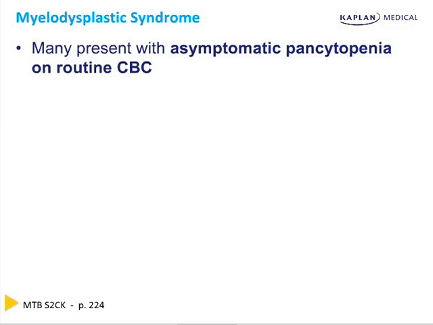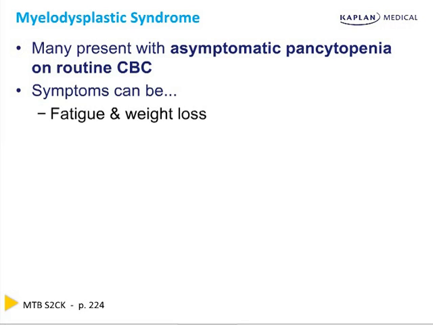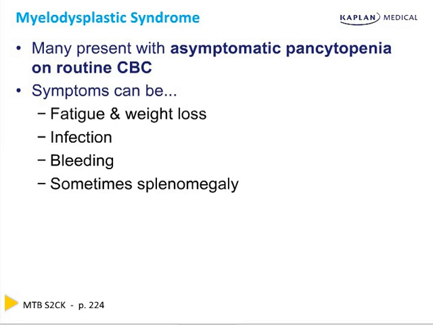Because the CBC is such a common test, MDS can present as an asymptomatic pancytopenia on a CBC in an older person done for some other reason. When symptoms occur, the symptoms are: I feel tired because I'm anemic, and weight loss. I have infection because my white cells don't work like normal. And I bleed because the platelets can be low in number and low in function. And sometimes there's a big spleen, extramedullary hematopoiesis.